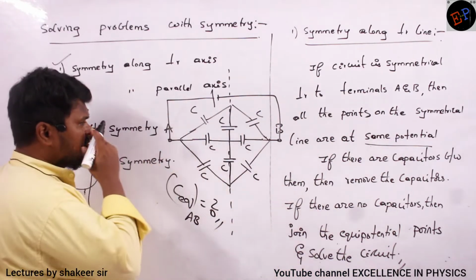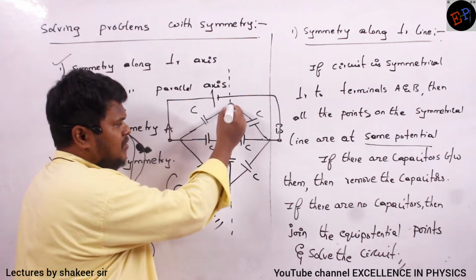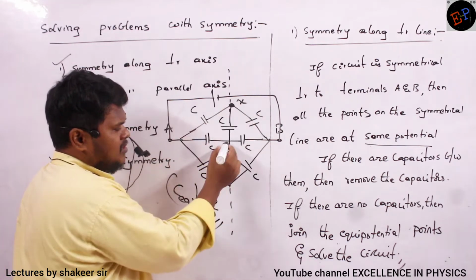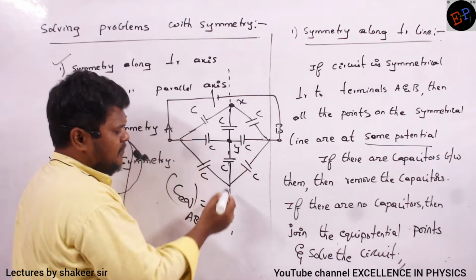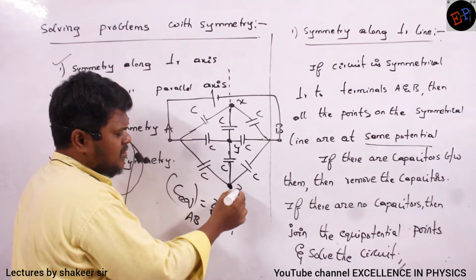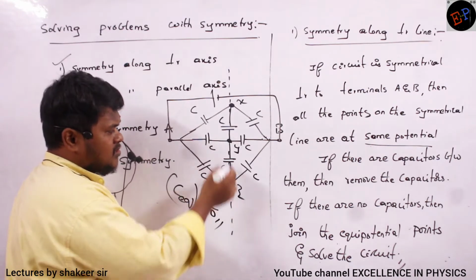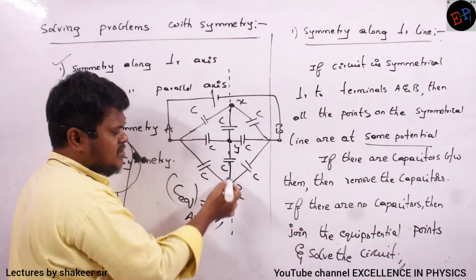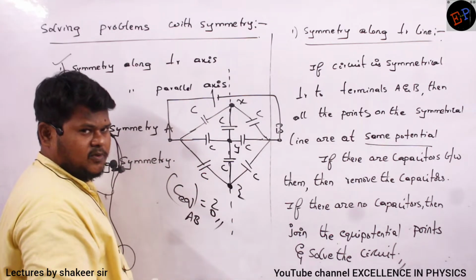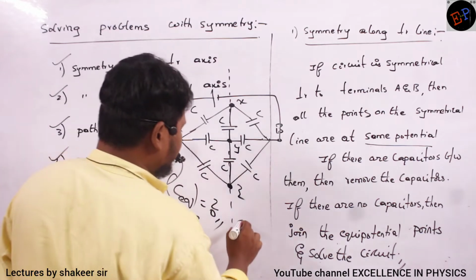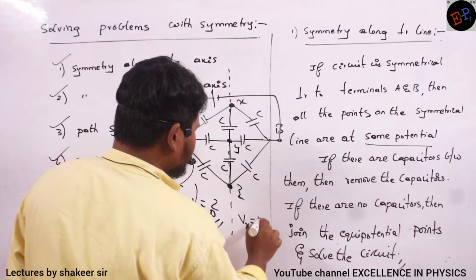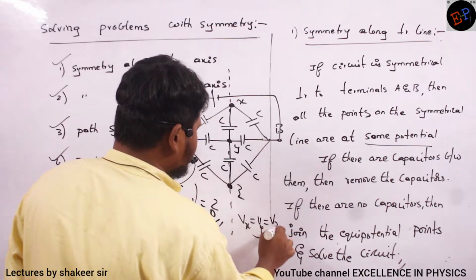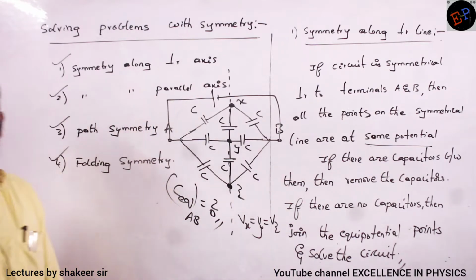It means which points are at the same potential? If I name this point as point X, this point as point Y, and this point as point Z, X, Y, Z are present on a perpendicular line. So, all these points are at the same potential. Therefore, what can I write? Potential at X is equal to potential at Y is equal to potential at Z. Are you able to understand?